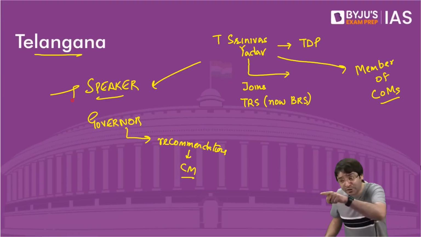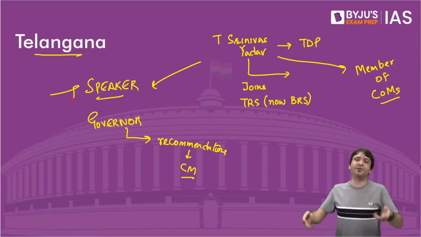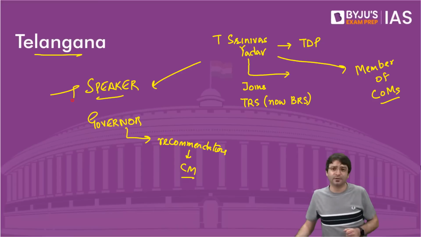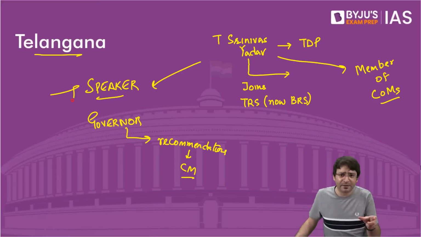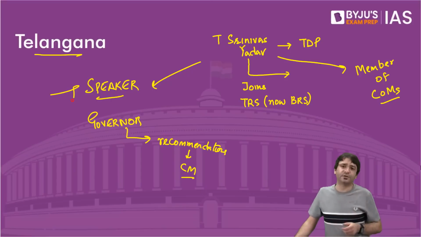Speaker, by not disqualifying T. Srinivas Yadav, because this is a classic case of defection. If this is not defection, then I don't understand what is defection. A member of the TDP, belonging to Legislative Assembly, resigns from TDP, joins Congress, joins the TRS. How is this not disqualification?